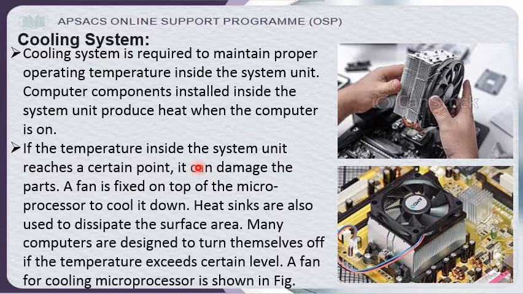If the temperature inside the system unit reaches a certain point, it can damage the parts. So a fan should be there at the top of the microprocessor to cool it down. The highest heat producer is the microprocessor. The microprocessor produces a lot of heat because it is doing all the functionality, because it is known as the brain of a computer.